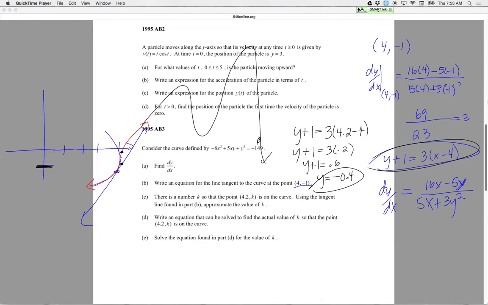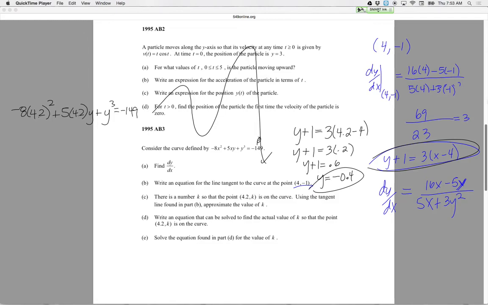So, gosh, this is really good for you guys because I don't usually see them actually plug in to find the actual. You're just supposed to understand that it approximates the actual. So I like this because we're connecting it. So now we plug into the original the 4.2, which would be -8 times 4.2 squared plus 5 times 4.2 times y plus y cubed equals -149. And if you solve this equation, you would get the actual value.